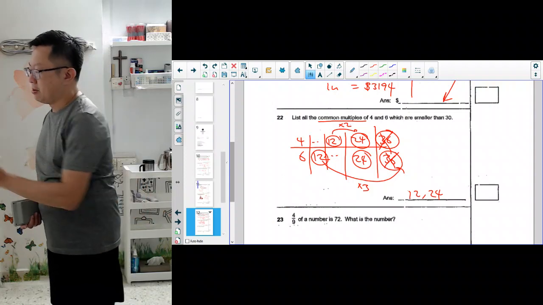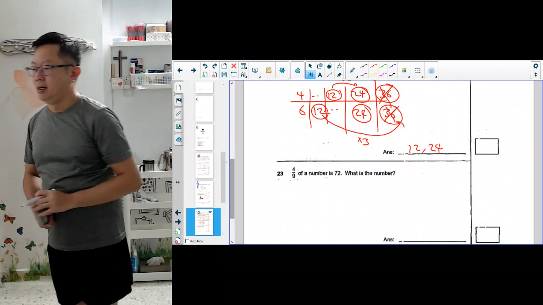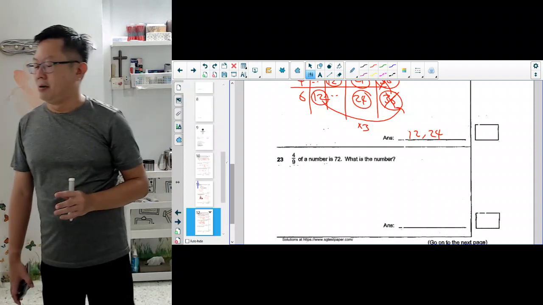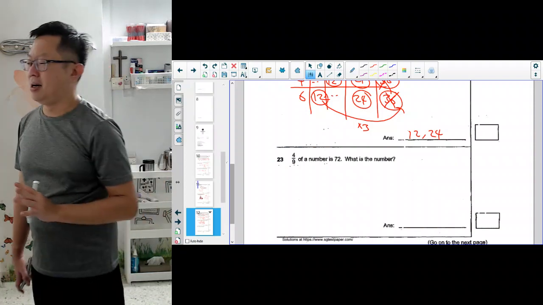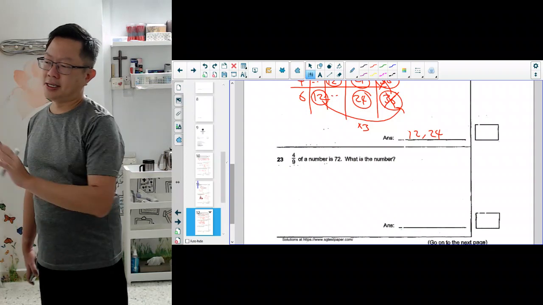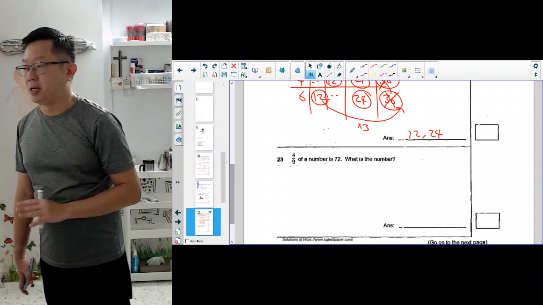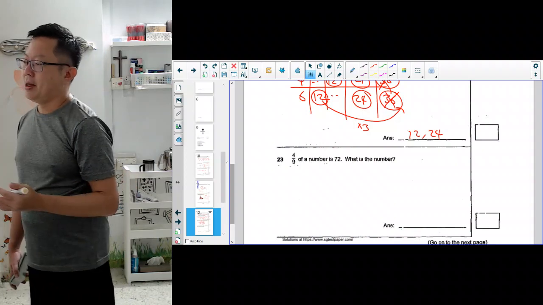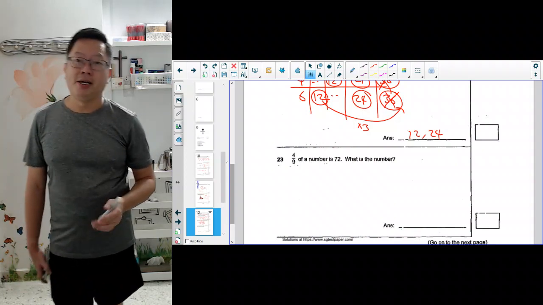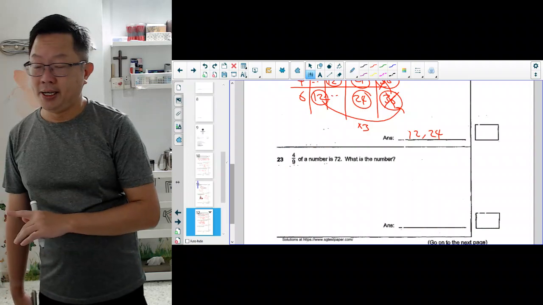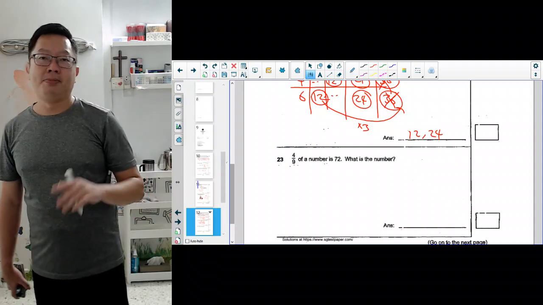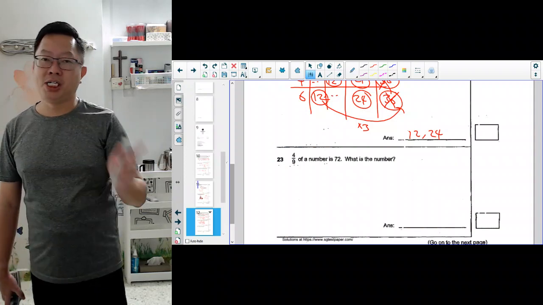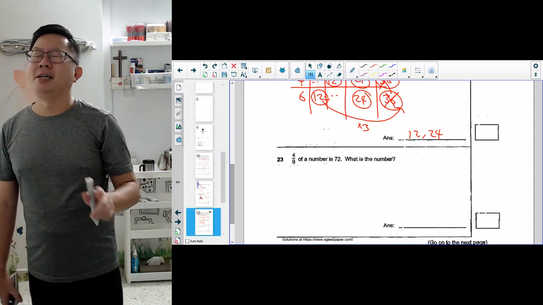Alright, the next one, question 23. 4 over 9 of a number is 72. What is the number? Alright, now some students have mistakes or are stuck. They don't know how to do this question, but the concept is very simple. Every time there's a fraction, right, there is a 1 whole. There's 4 over 9 here, then there must be 9 over 9, then there must be 5 over 9. So there's a family of fractions. So when you have fractions, there's always a family.